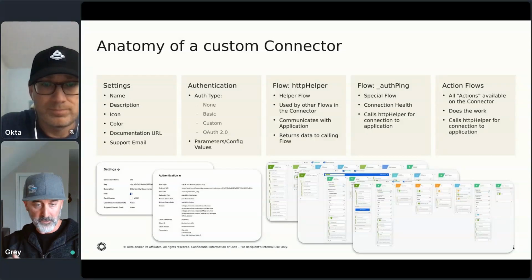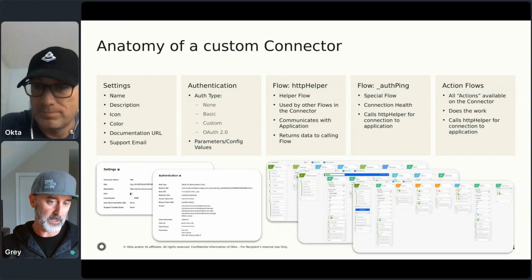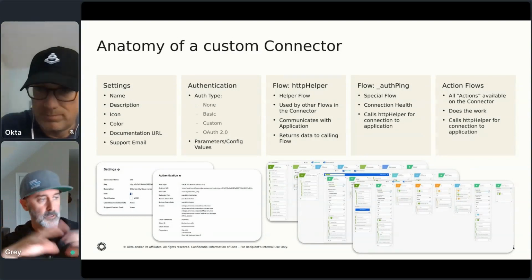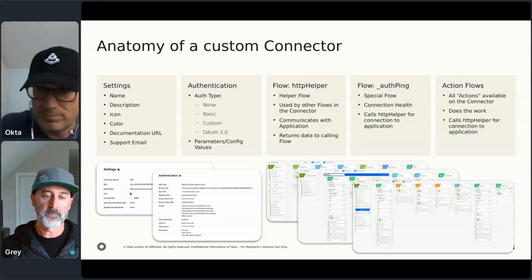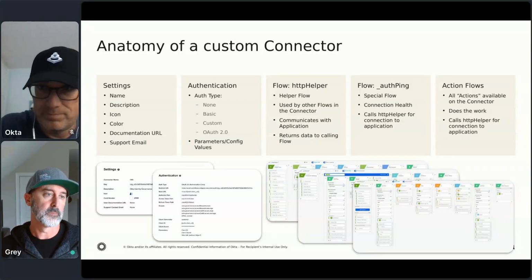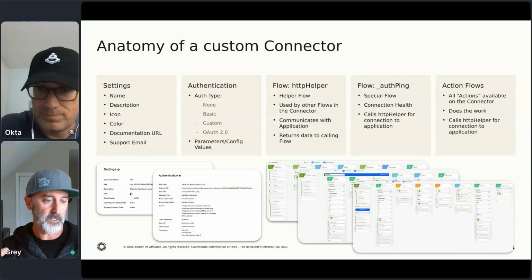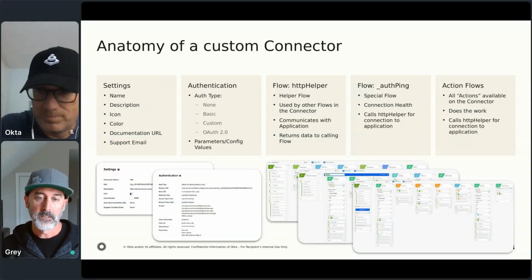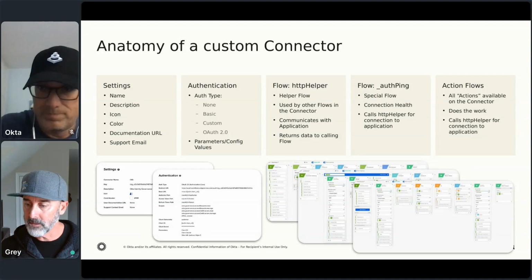Then getting into the flows that build out the connector, typically you're going to build out a helper flow. The HTTP helper flow is going to be used by most of your other flows within your connector, so you don't have to rebuild the same logic to build out the authorization header and pass that over. The auth ping flow is required by the connector to establish the connection and make sure the connection is still healthy and valid. And then your action flows are the things that you expose as actions on your connector when a user adds it to an actual workflow. So that was just the recap.